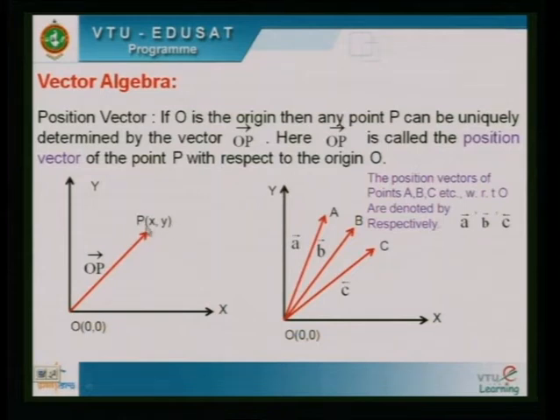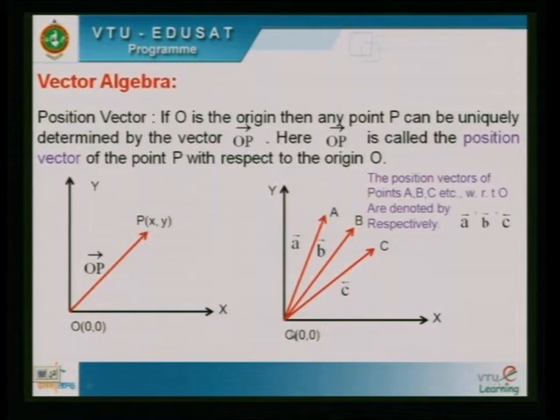For example, you can write down a point like this, P(x, y). Then you can join O and P. P is one point. You may call it OP, and it represents a vector, or sometimes we call it vector OP. It is called the position vector of the point P with respect to O. Or you can define a position vector in this form.